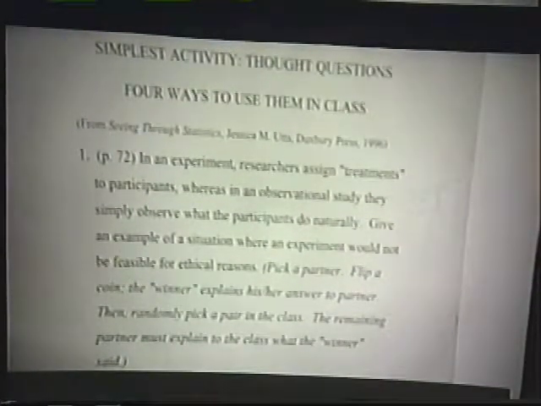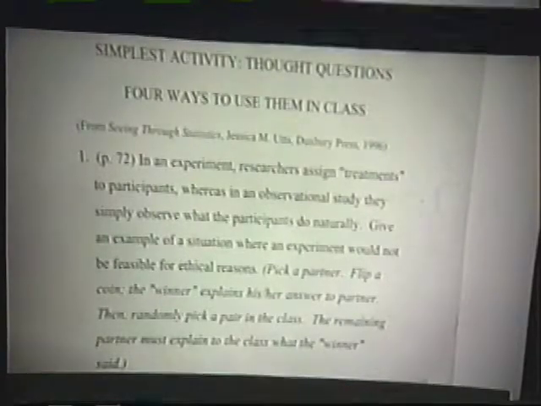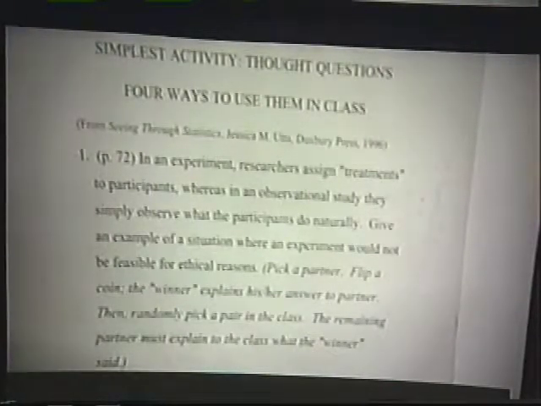And here's the first thought question. In an experiment, researchers assign treatments to participants, whereas in an observational study, they simply observe what the participants do naturally. Give an example of a situation where an experiment would not be feasible for ethical reasons. Now, what I want you to do is pick a partner, and you don't need to flip a coin, you can just decide, or you can flip a coin. And then I want one of you to explain your answer to this question to the other one.